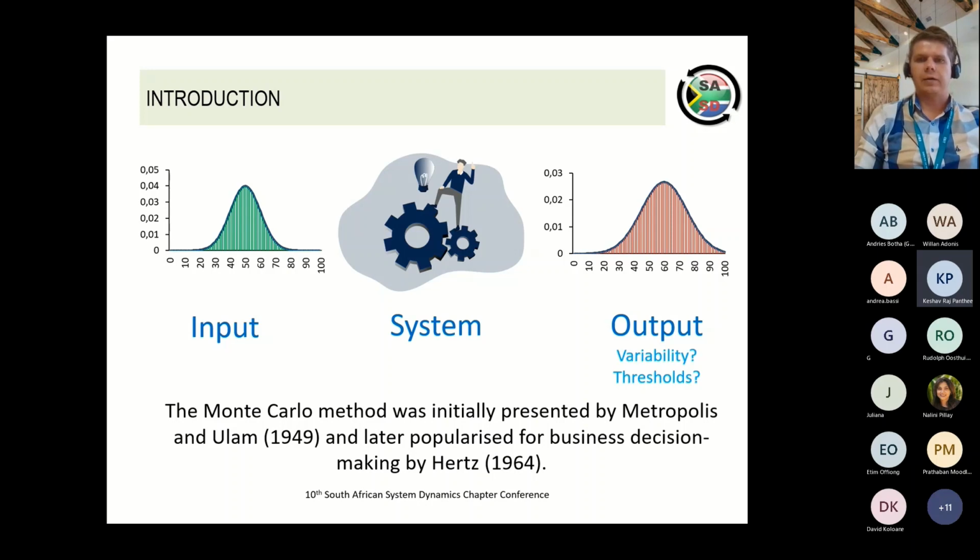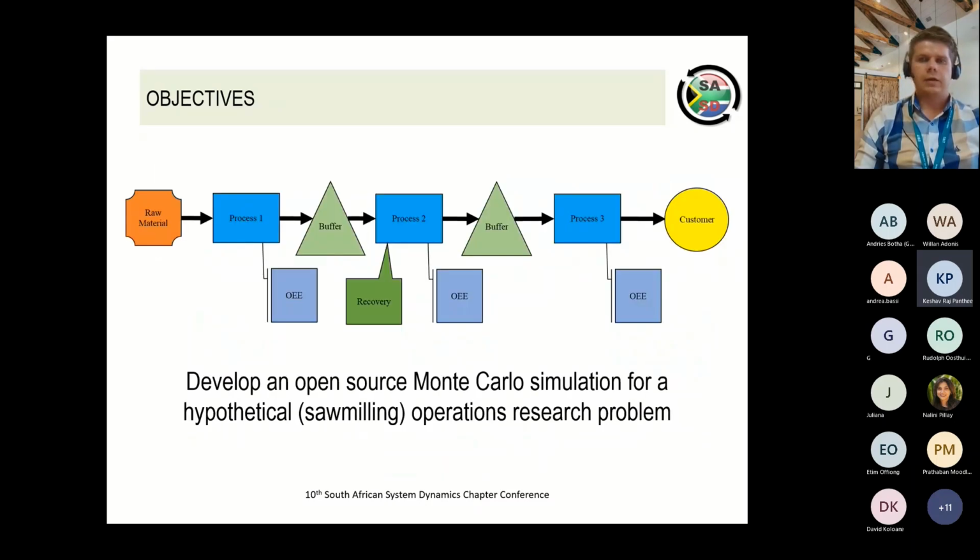So in terms of a bit of background, the Monte Carlo method was first presented in 1949 and later popularized in 1964. The model that I used was a relatively simple process flow diagram. So basically raw material going into 3 manufacturing processes with buffers in between the 3 processes, considering OEE, and then also recovery. And a lot of this model was based on my experience in the sawmilling industry.